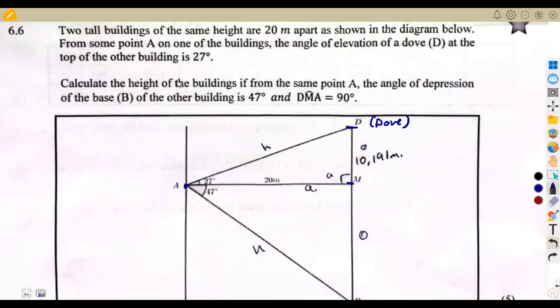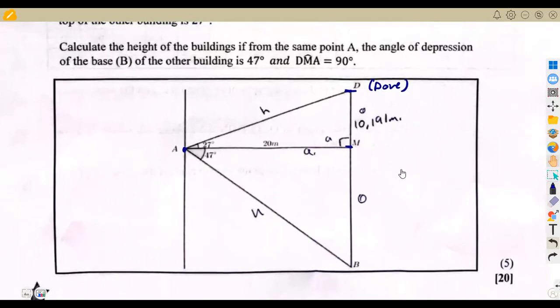Then calculate the height of the buildings. If from the same point A, the angle of depression of the base of the other building is 47 degrees. From the base here, the angle of depression, this is the building. So this is the top, and we are going to refer to this one here. This is what they want. The angle of depression is 47 degrees. The angle of elevation here is 27.